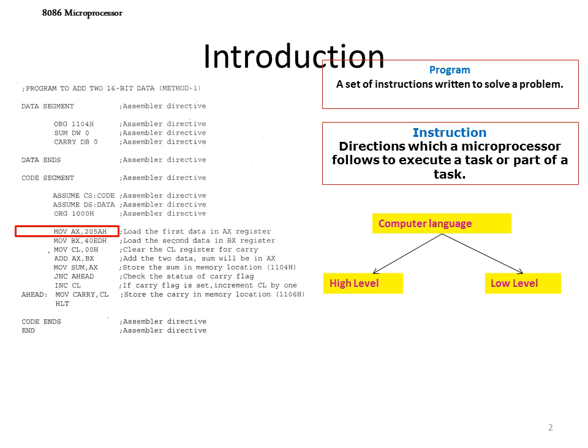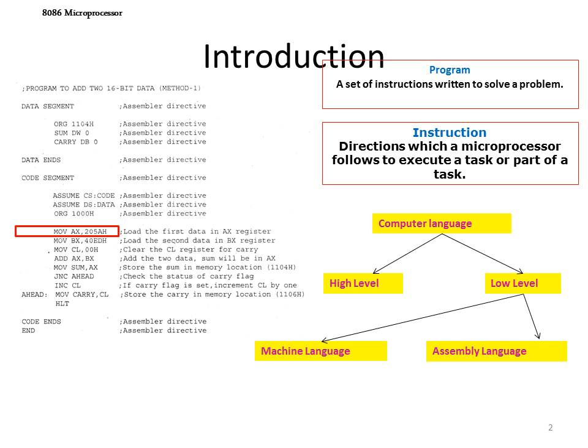Coming to computer language, it is divided into two types: high level and low level. Low level is again divided into two types, machine language and assembly language. Machine language is represented in binary bits, and assembly language is represented with English alphabets, assembler mnemonics.